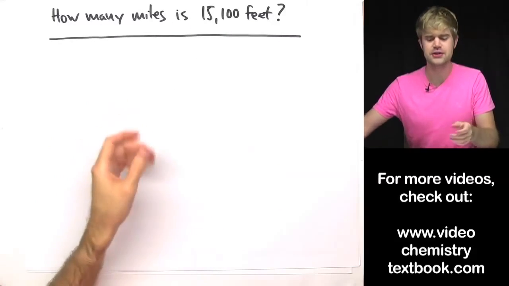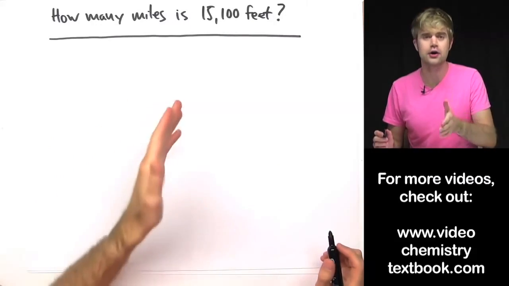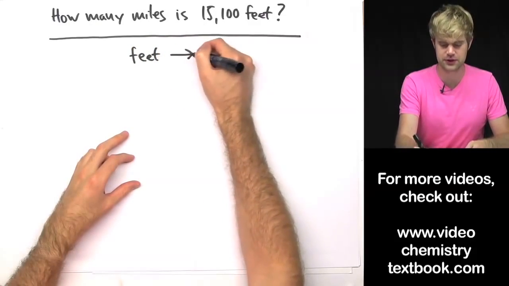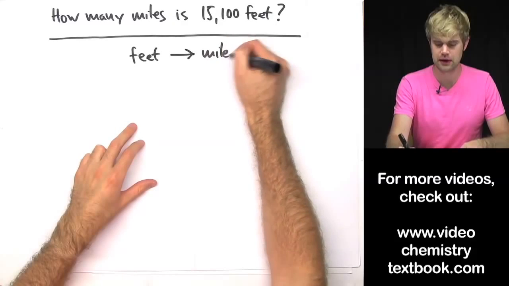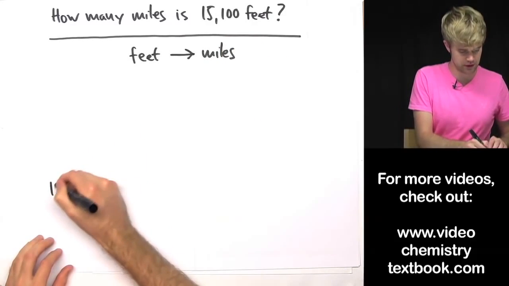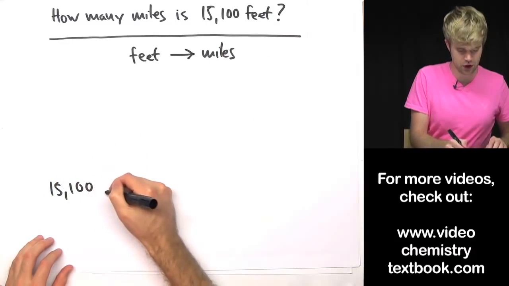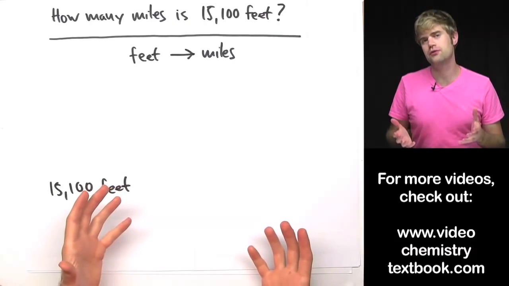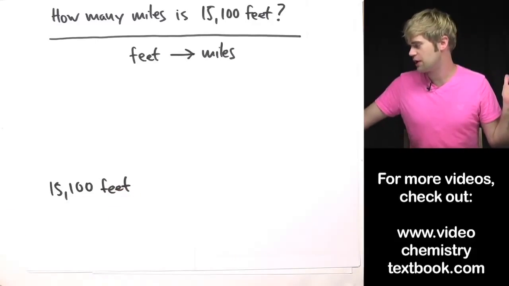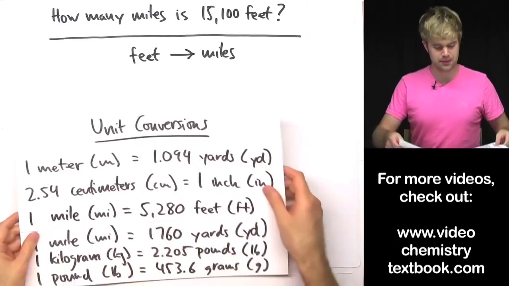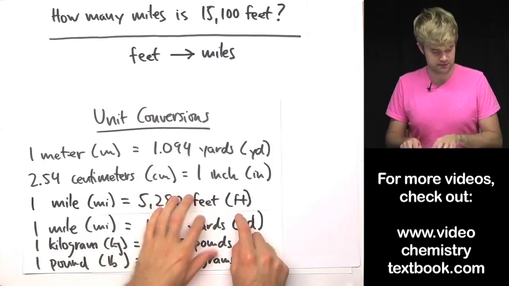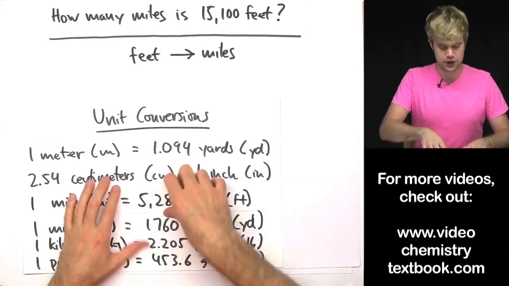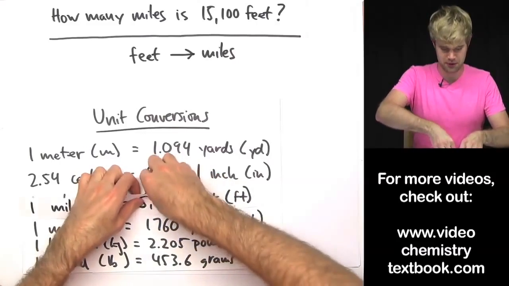How many miles is 15,100 feet? So the conversion we're going to be doing in this problem is from units of feet into miles. And we'll be starting with 15,100 feet. We've got to go to our unit conversion table or find the information on the internet to figure out what the relationship is between miles and feet. We got it right here. So this is going to be the statement that we're going to use to write our conversion factors. Let me pull this off the table here.